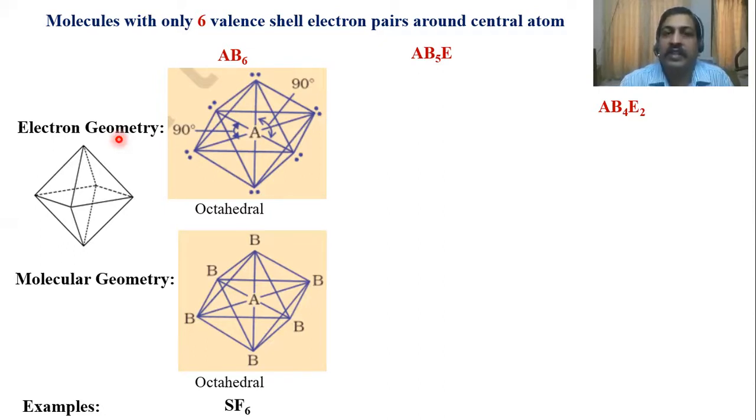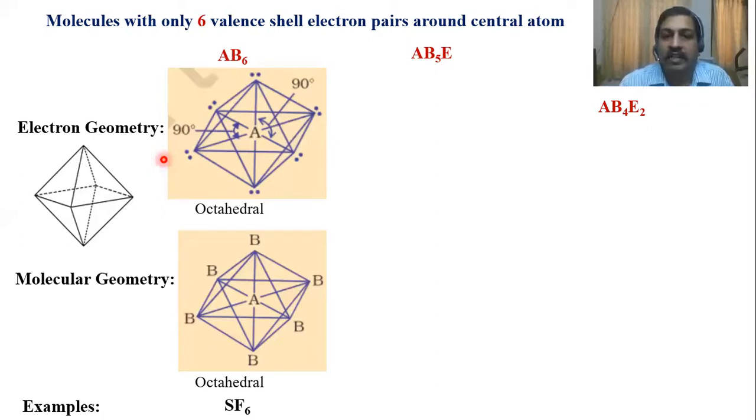The central atom is at the center of the octahedron, and the angle between any two electron pairs is 90 degrees. In this geometry, all positions are equivalent because the angle between any two electron pairs is the same, 90 degrees. So all positions are equivalent in the octahedral geometry.